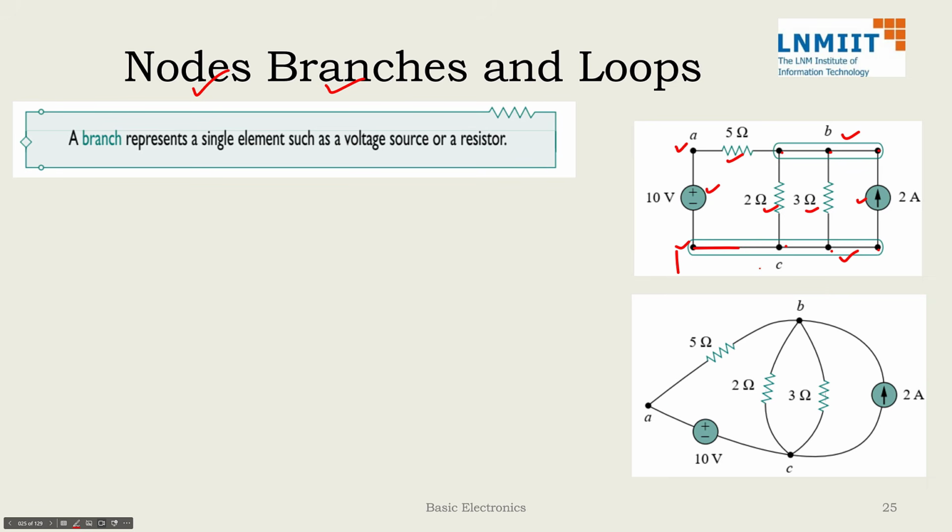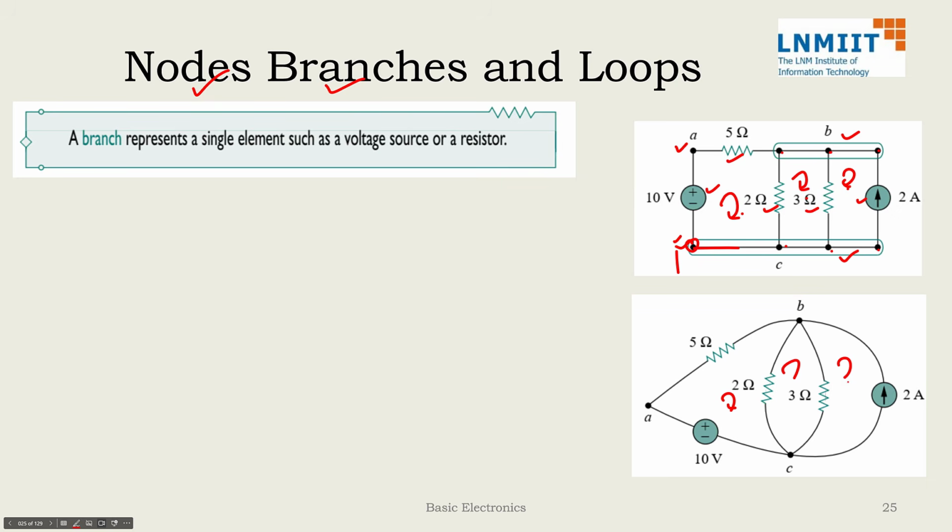Now the next concept is loops and meshes. When we start our journey from one node and go through multiple branches and come back to the same node, then we make a loop. And a loop which does not have another loop inside it is called a mesh. So for example, 1, 2 and 3 are the 3 small loops which do not have any loop inside them. So these 3 will be called meshes. So in this circuit, 1, 2 and 3 are the 3 meshes.